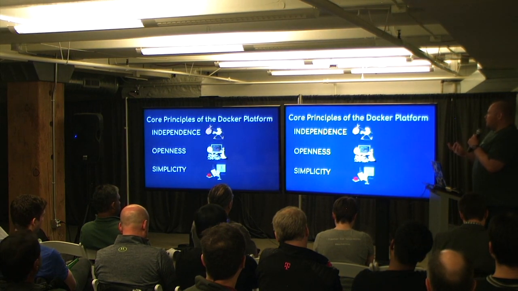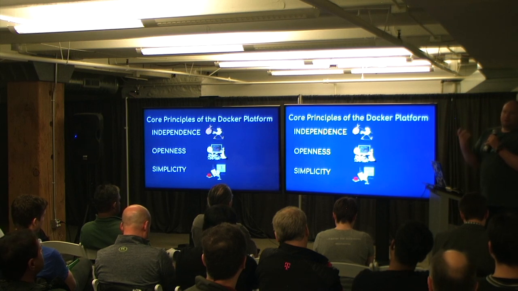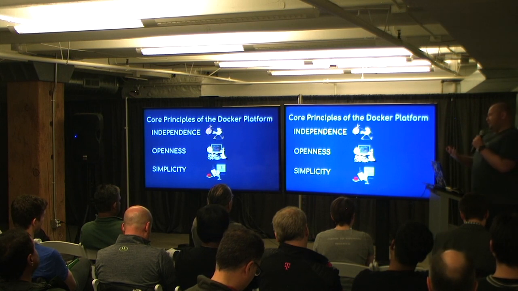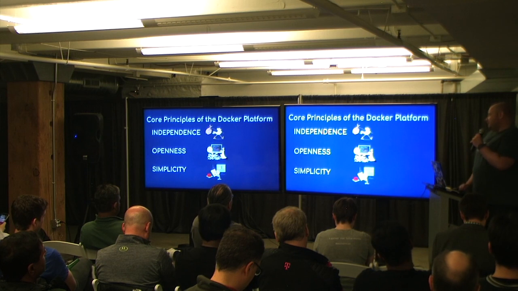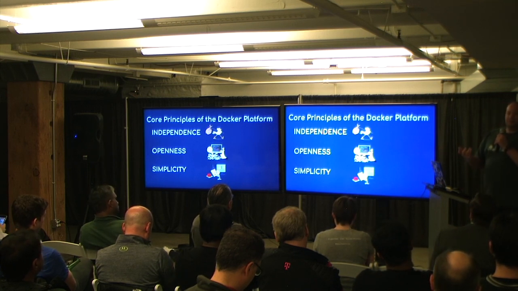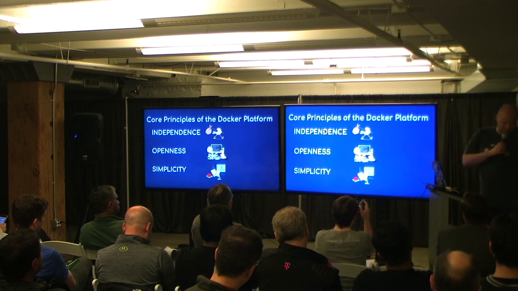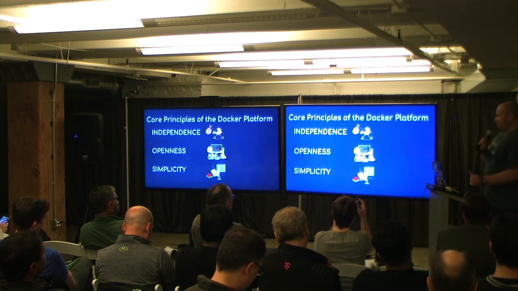So the core principles of the Docker platform: independence. We want to try and get rid of vendor lock-in. We want to allow people to take their applications, containers to one cloud, on-prem. They want to have the same experience everywhere they go. Openness, Docker has a big base in open source, obviously. And simplicity. One of the things that people love about Docker the most is its user experience. It's easy to get going out of the box, and everything just works.